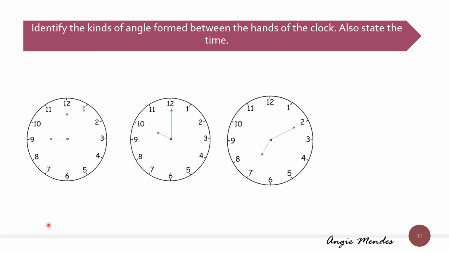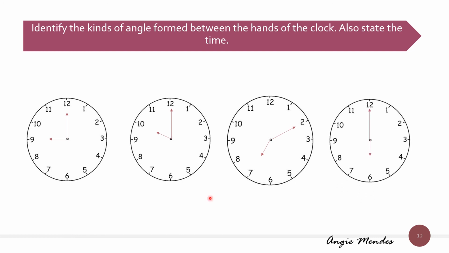What about this one? The hour hand is at 7 and the minutes hand is at 2. So the time is 7:10. You count from 12 to get the minutes. 10 minutes have passed after 7. Now what about the kind of angle that is formed between the hands of the clock? Count the number of minutes between the hands of the clock to get the kind of angle. So we have 5, 10, 15, 20, 25 minutes. So we have got ourselves an obtuse angle.